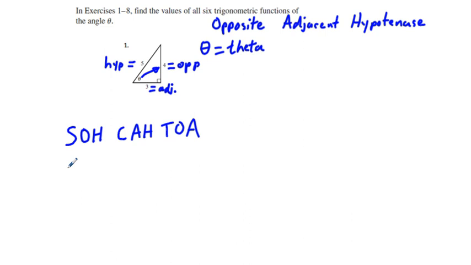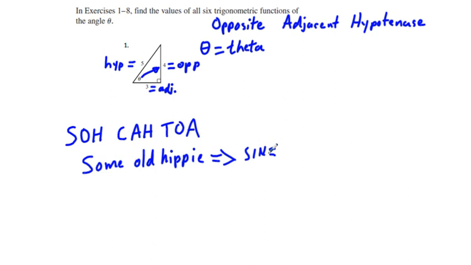I like another mnemonic device, which is maybe a slightly bit more edgy, which is this one. Some old hippie. And that represents sine equals, and I'll just put sine theta, that's another bugaboo. Sine theta equals opposite over hypotenuse.